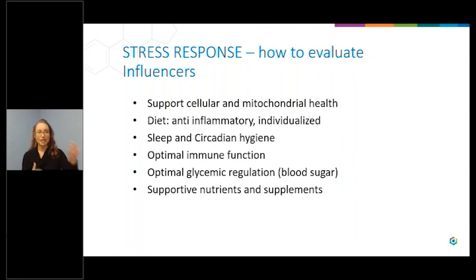Sleep and circadian hygiene, making sure that you are getting to bed around the same time every night within an hour, making sure you are waking up around the same time every morning within an hour, making sure that in that circadian rhythm, you have good blood sugar stability, you have good movement. Optimal immune function, right? When we have immune stress, that's also a stressor to our system. So we want to make sure that our immune system can respond appropriately. Optimal glycemic regulation, blood sugar, and supportive nutrients and supplements.